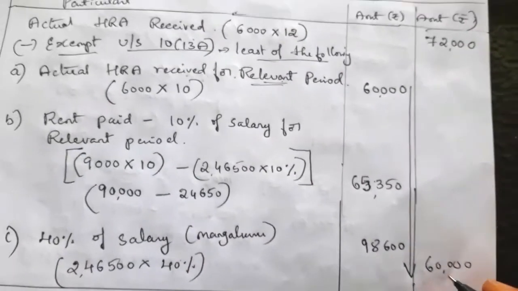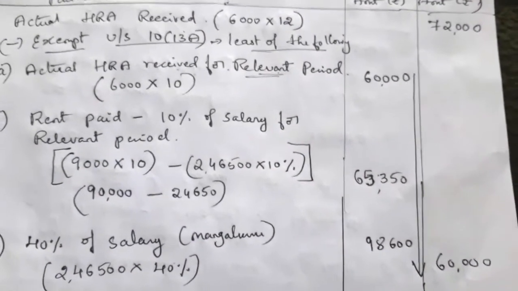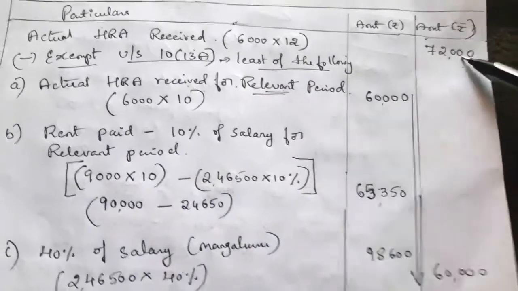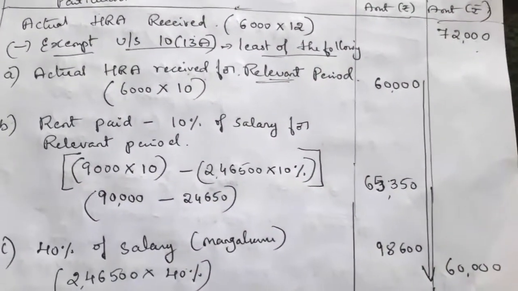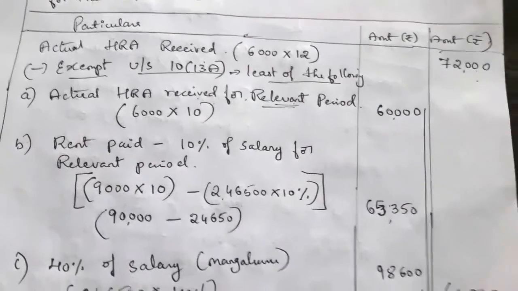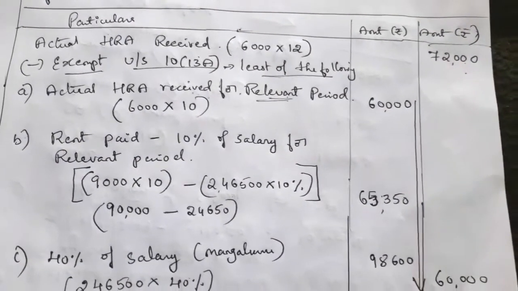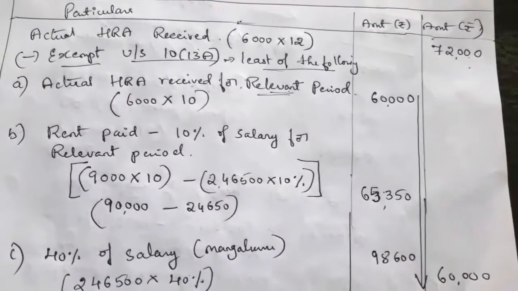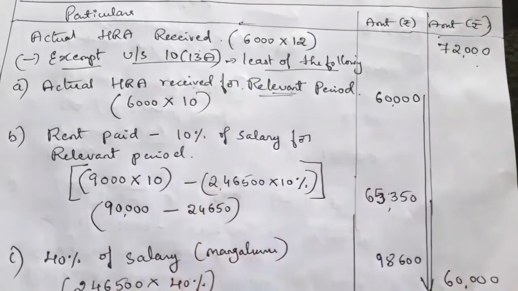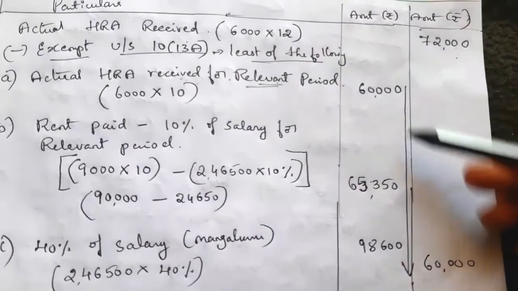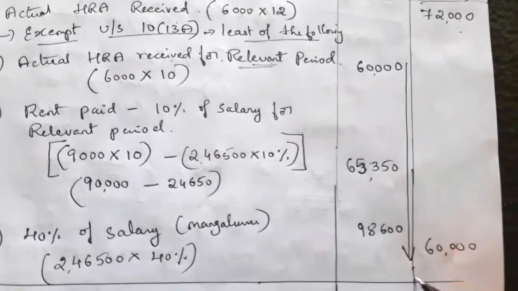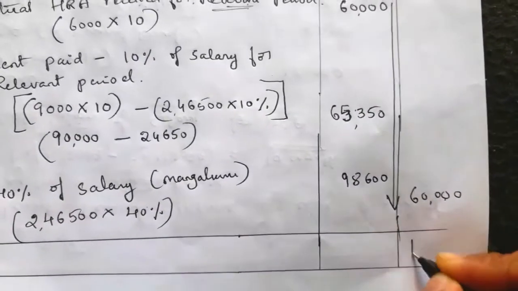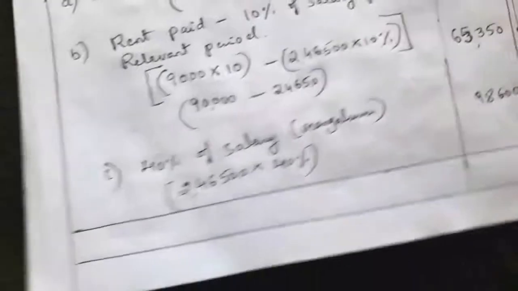So this is the value exempt under section 10 subsection 13A. So total HRA received is 72,000. In addition to salary is rupees 72,000, and this 72,000 HRA received is actually taxable under the head income from salary. But here Prakash is living in a rented house and paying rent. So he can claim exemption under section 10 subsection 13A. So as per condition he has to take whichever is least as an exemption. So the least value is 60,000. So 72,000 minus 60,000, the balance of 12,000 HRA received he has to pay tax on.